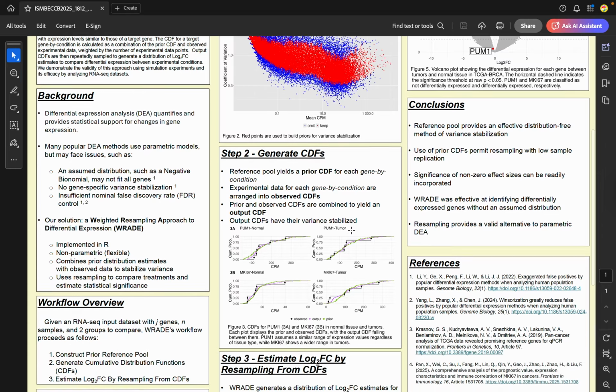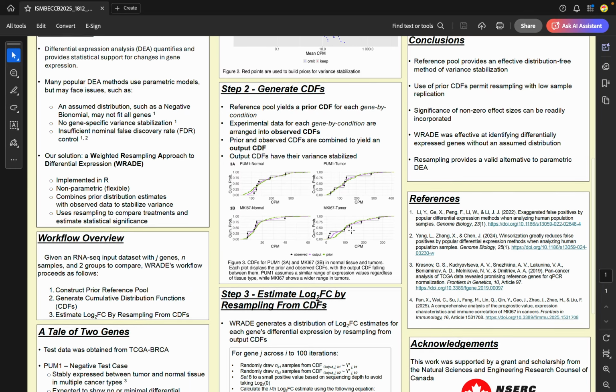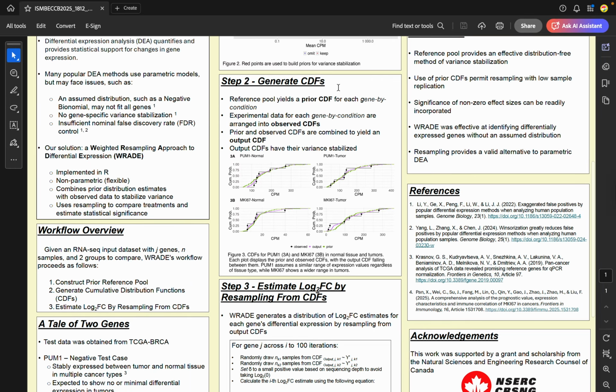Once a reference pool has been resolved, RAID proceeds to its second step, which is generating cumulative distribution functions, or CDFs. Now, generally speaking, the reference pool will yield a prior CDF for each gene by condition, for example, PUM1 in tumorous tissue. Experimental data for each gene by condition are organized into an observed CDF. Corresponding prior and observed CDFs are then combined to yield an output CDF, which will have its variance stabilized and be used for downstream DEA.